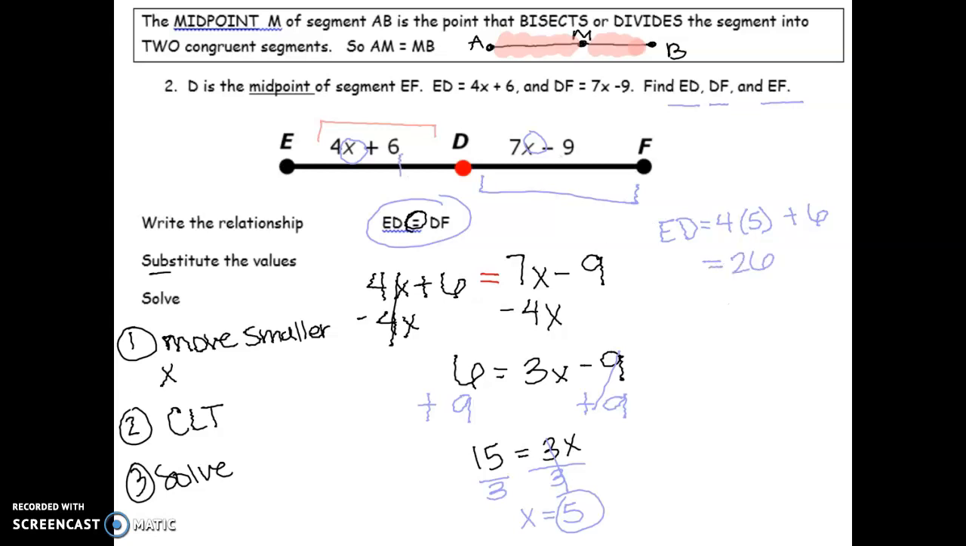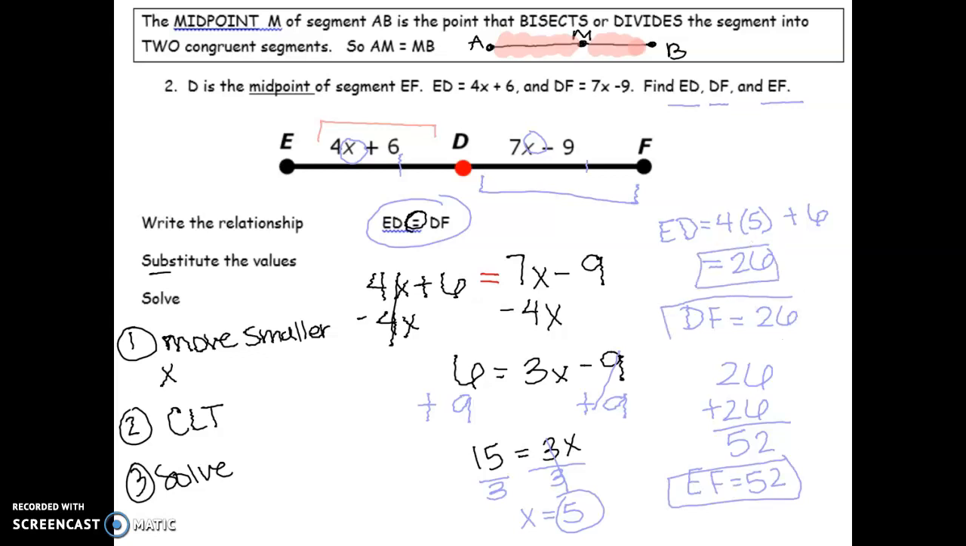But because I know these are congruent, then I know that of course DF also has to equal 26 because we have the midpoint rule here. And so to find EF, remember that is the addition of the two smaller segments, so that'd be 26 plus 26, which would give us 52. So EF is actually equal to 52. So these are our answers. Let's move on to the next problem.